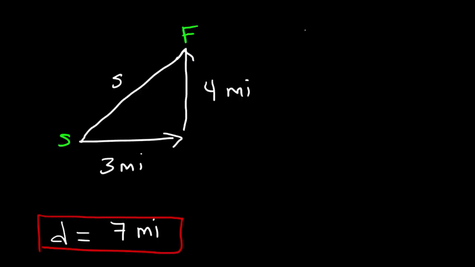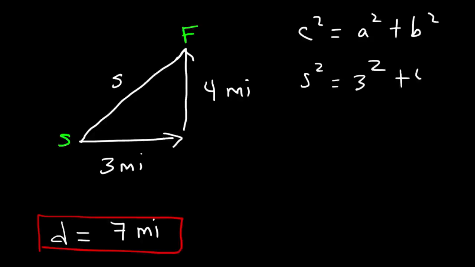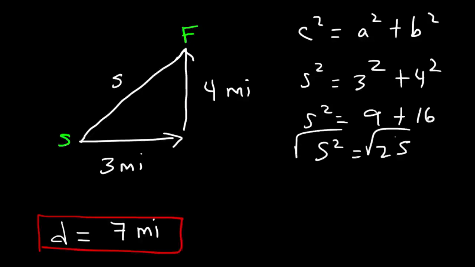So in this case, we know that c squared, the hypotenuse, is equal to a squared plus b squared. So s squared is going to be 3 squared plus 4 squared. So that's going to be 9 plus 16, which adds up to 25. And so the displacement is going to be the square root of 25, or 5.